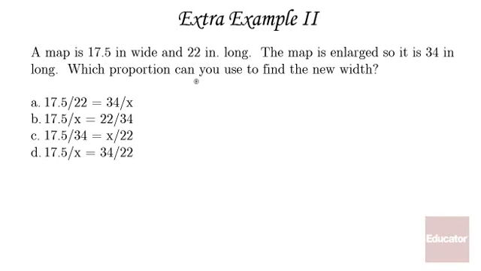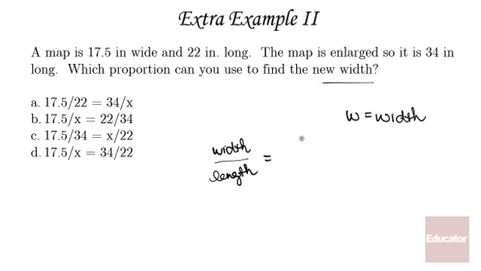A map is 17.5 inches wide and 22 inches long. The map is enlarged so that it is 34 inches long. Which proportion can you use to find the new width? So W is our variable, and W is going to be our width. So now let's set up our proportions. I'm going to put it as width over length. And that's going to be 17.5 for the old proportions and 22 equals length, it goes on the bottom, 34.